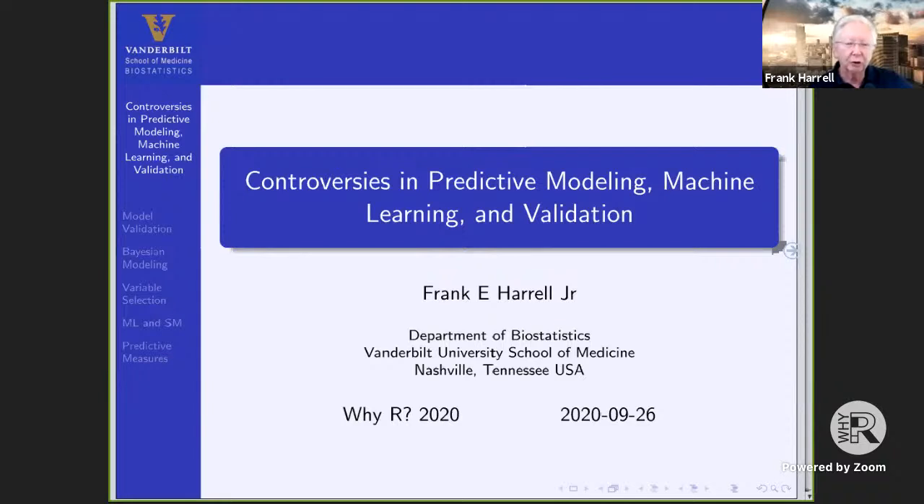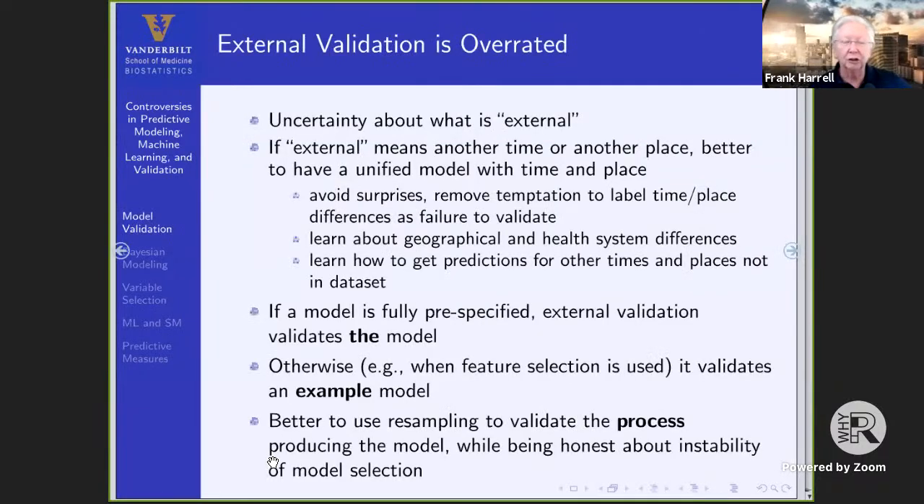And I'll be talking about various controversies in statistical analysis, and much of this will involve predictive modeling, which is a very big topic nowadays. So let's get right into it. So this is already very controversial, that external validation is overrated. So why would anybody say something as crazy as that?